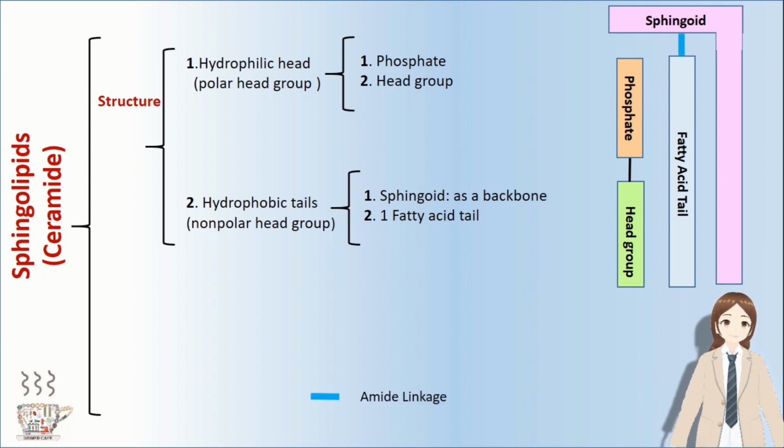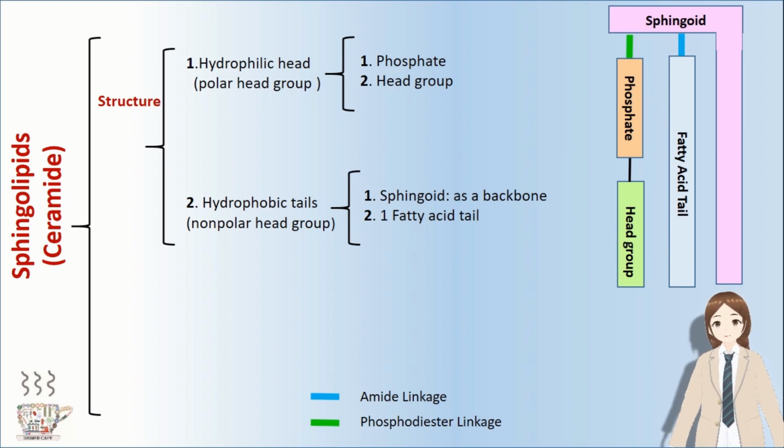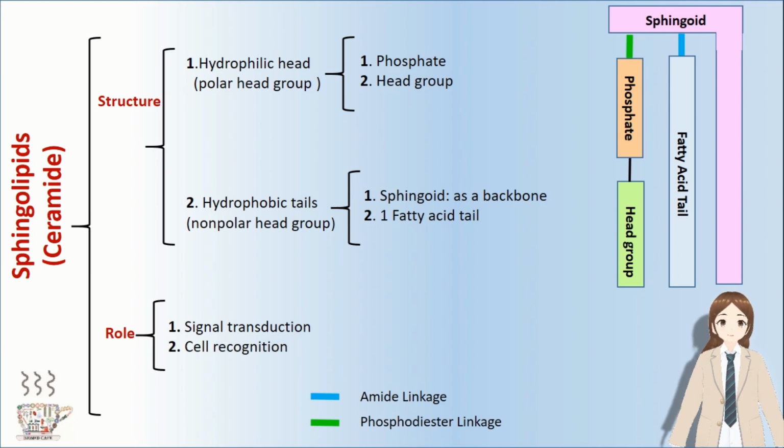Fatty acid tail is linked to sphingosine by amide linkage, and phosphate is linked to sphingosine by phosphodiester linkage. They have a role in signal transduction and cell recognition. Sphingomyelin is the most common sphingolipid.